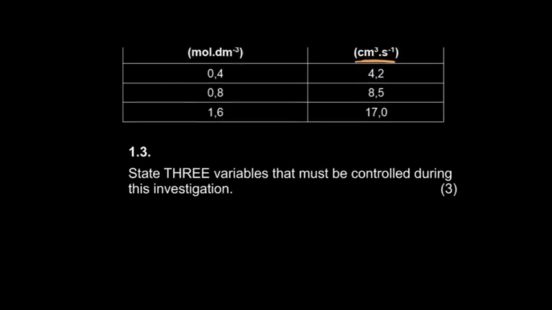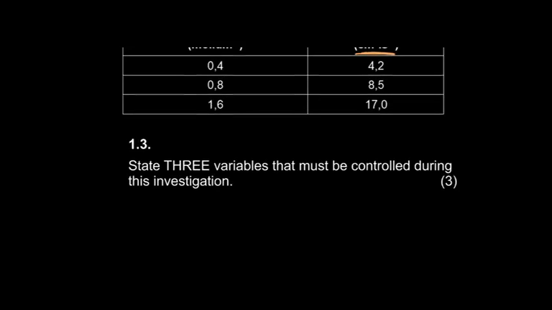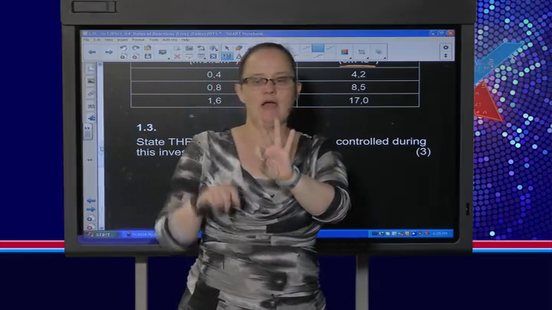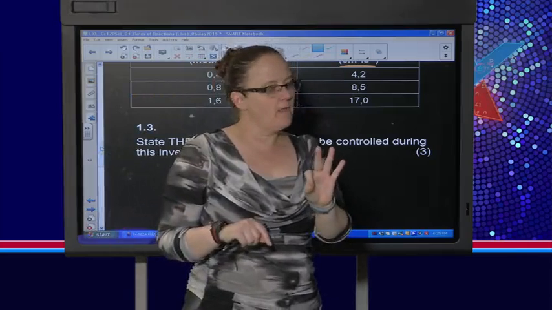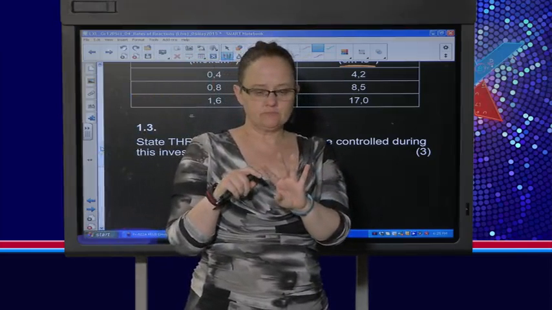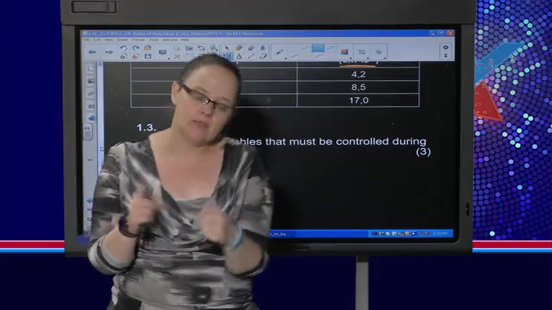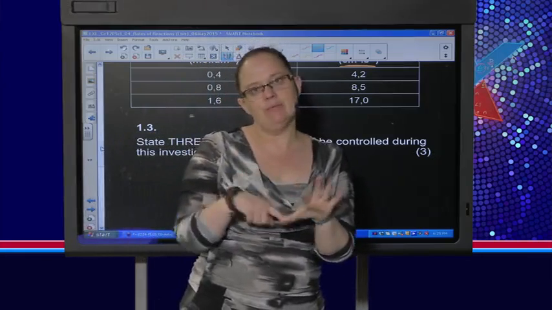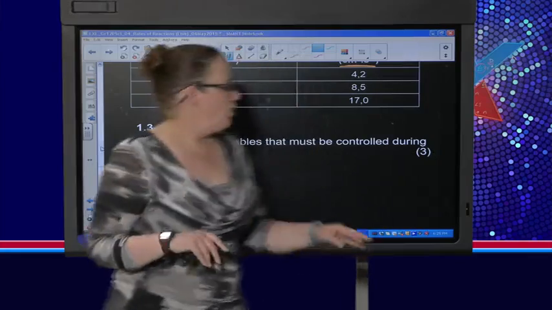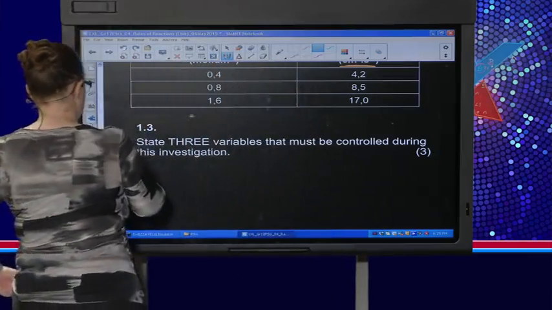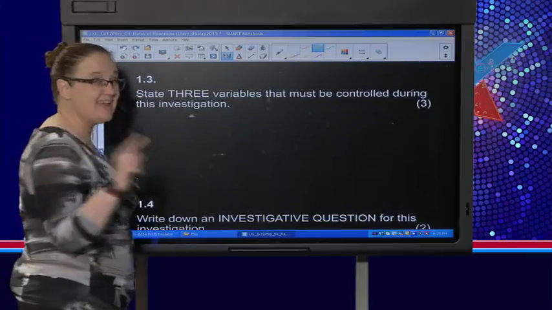Now they say to us, 3 variables that must be controlled. Guys, these will be variables that affect the rate. Okay? So I'm not talking about we must keep the glassware clean, or we must use the same measurements. That's not what we're talking about. We're changing concentration. The other things that affect rate.